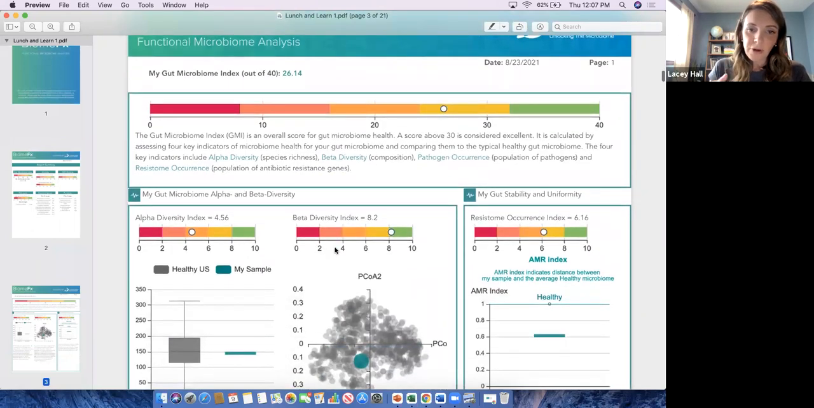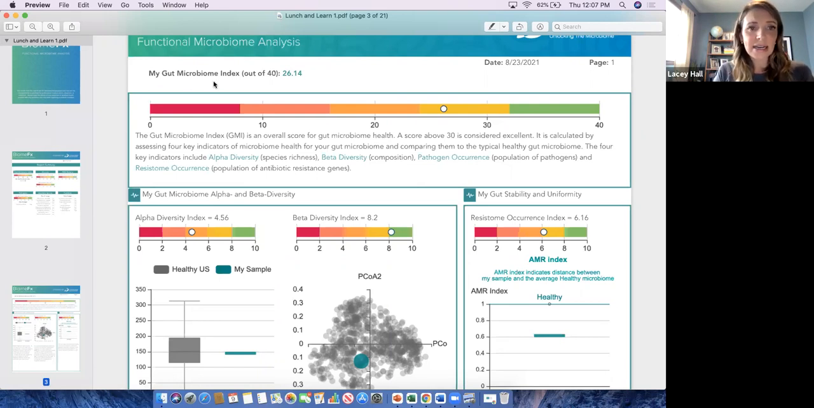The first real page of the report, we're looking at different indices. So this first marker here is really just an overall measure. How strong is the microbiome? This is your overall score and kind of your grade. This person has a 26 out of 40. If we were measuring this from a grading standpoint, they're not doing that well. And there's a lot of opportunity to get this number higher, above 30. 30 and above would be considered pretty ideal.